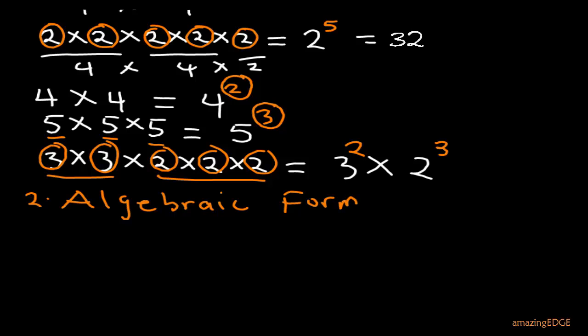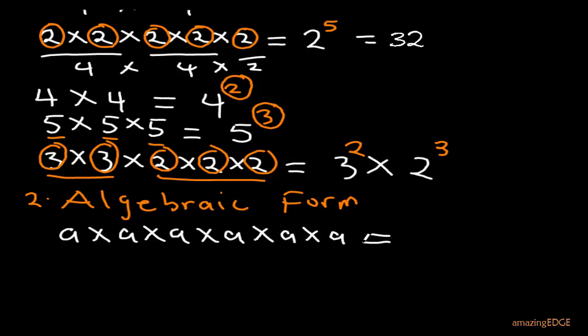Supposing we have something like this: A times A times A times A times A times A. Again, this is a repeated multiplication. So we first of all write A, because that's what we are seeing repeatedly. So we count and say we have 1, 2, 3, 4, 5, 6. So this is A raised to power 6.